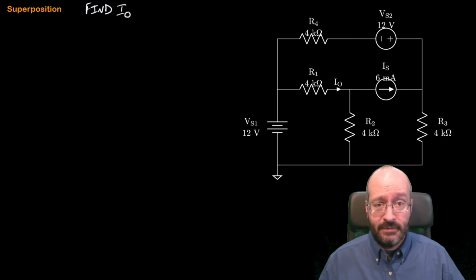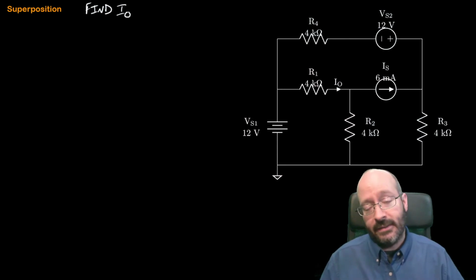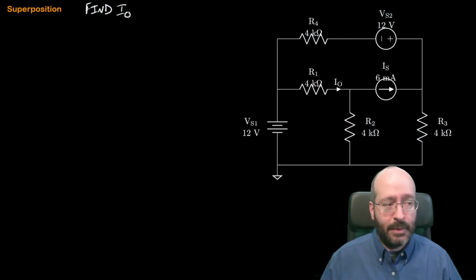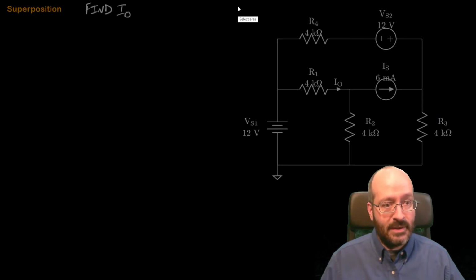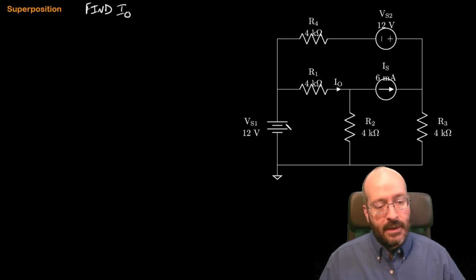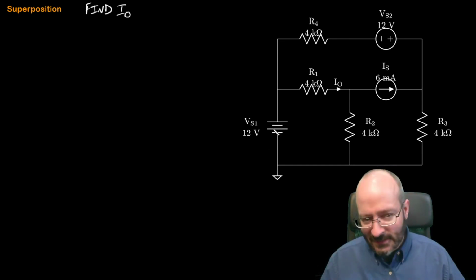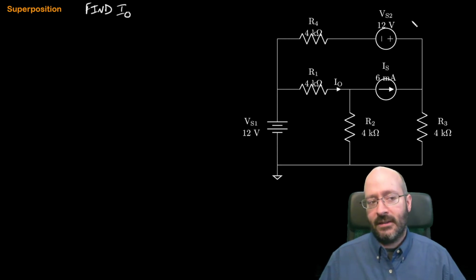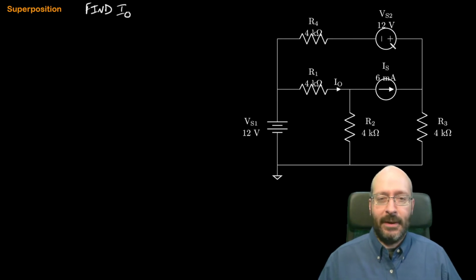Okay, so here it is. Count the number of independent supplies, and that's going to tell us how many subproblems we need to break it into. So let's see here. I'm going to do my cut and paste trick here. We've got one. That's an independent supply. So is this one, right? It's not dependent on any other value. That's the other form of independent voltage supply.